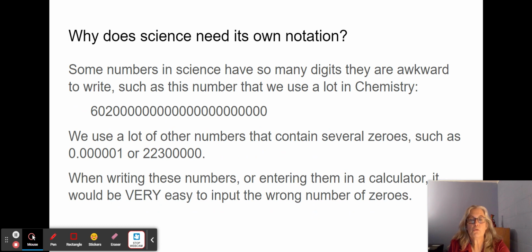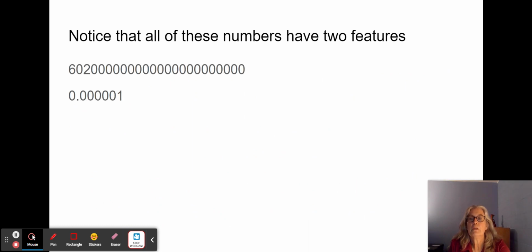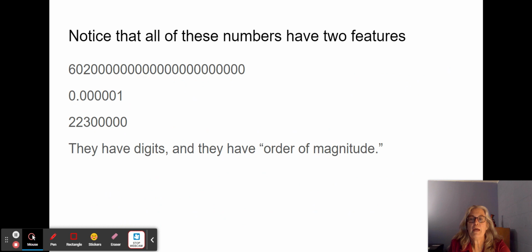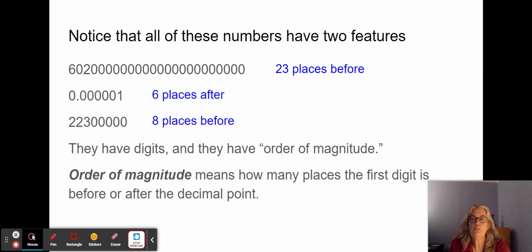When writing these numbers or entering them in a calculator, it would be very easy to input the wrong number of zeros. And the answer would be wrong. Notice that all of these numbers have two features. They have digits and they have order of magnitude. Order of magnitude means how many places the first digit is before or after the decimal point. 23 places before, 6 places after, 8 places before.